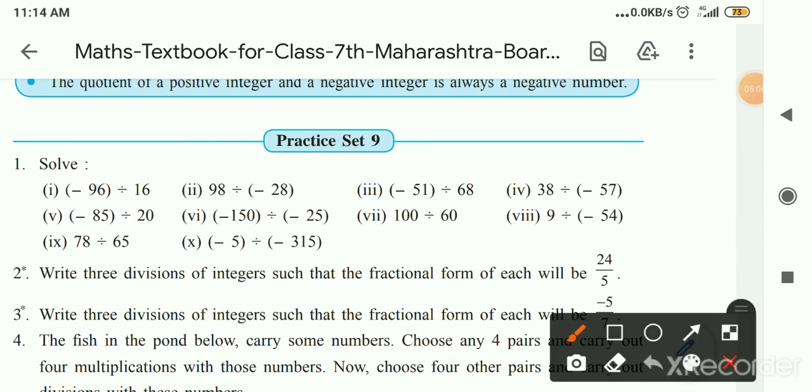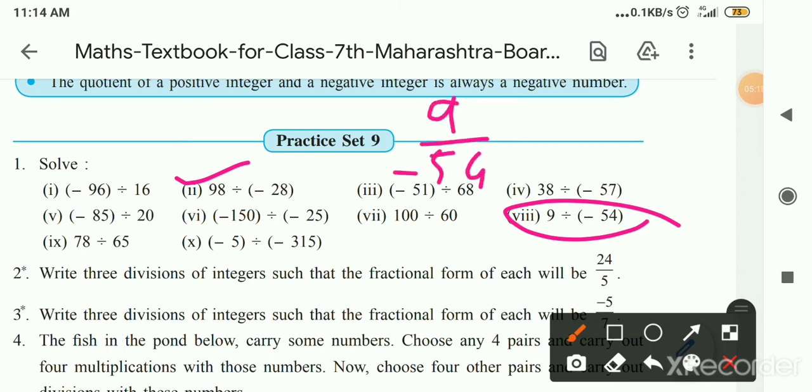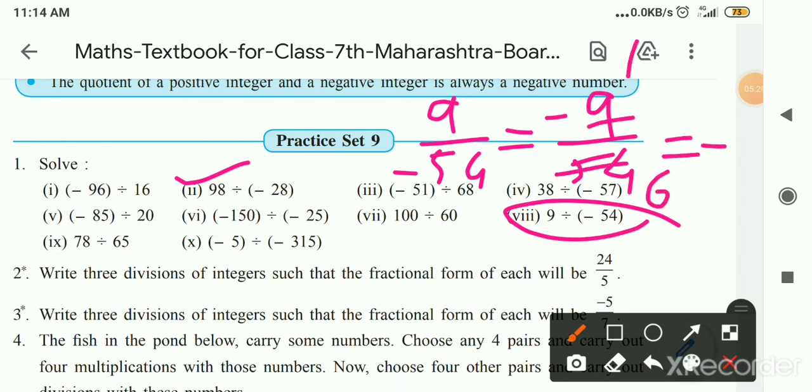Here also it is the same. One more example I will take: 9 upon minus 54. So 9 upon minus 54 means minus 9 upon 54. Is 9 inside 54? Yes. 9 ones are 9, 9 sixes are 54. So the answer is minus 1 upon 6. Understand? The signs are different, so the answer is negative.